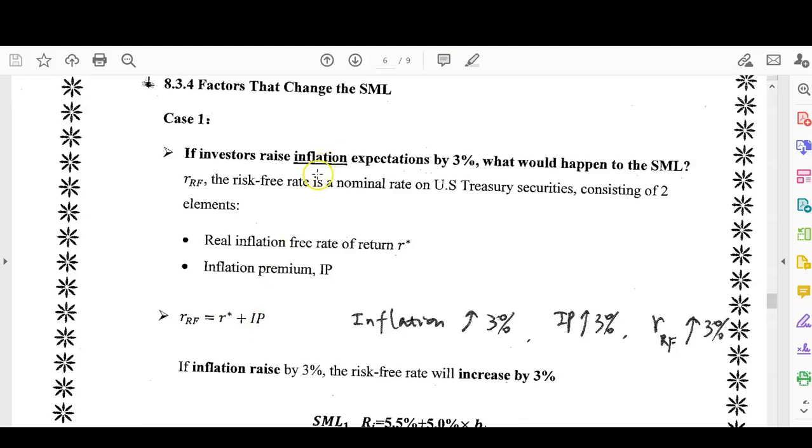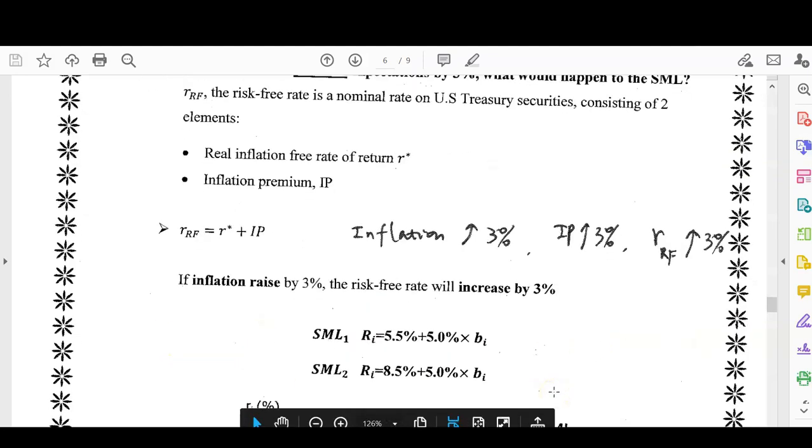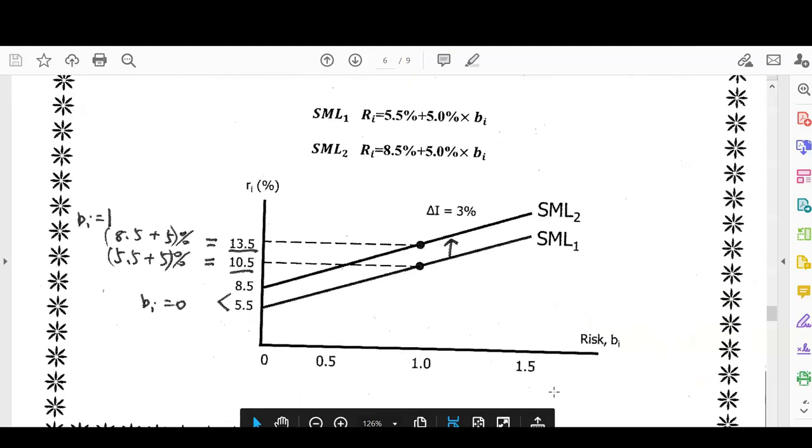Okay, here we're assuming investors raise inflation expectation by 3%, which means IP will increase by 3%. So our risk-free rate will increase by 3%. So our SML would change from RI equals 5.5% plus 5% multiplied by beta to our new SML, SML2, RI equals 8.5% plus 5% multiplied by beta, because our risk-free rate increases by 3%. So it goes up from 5.5% to 8.5%.